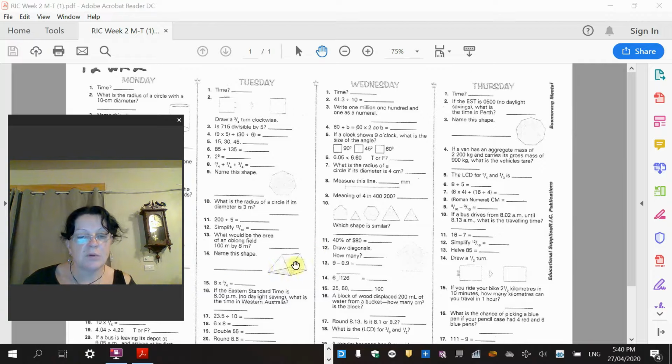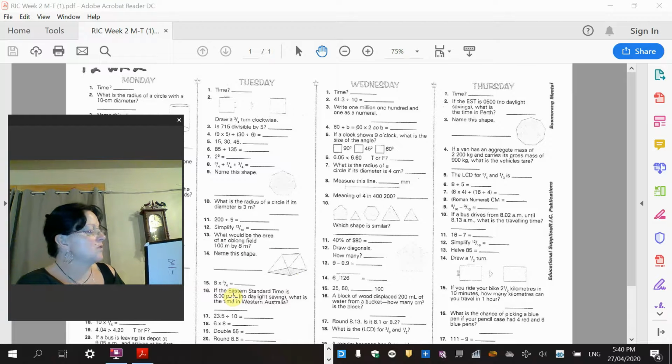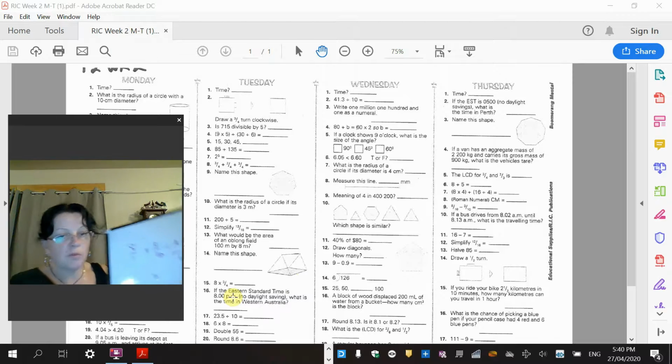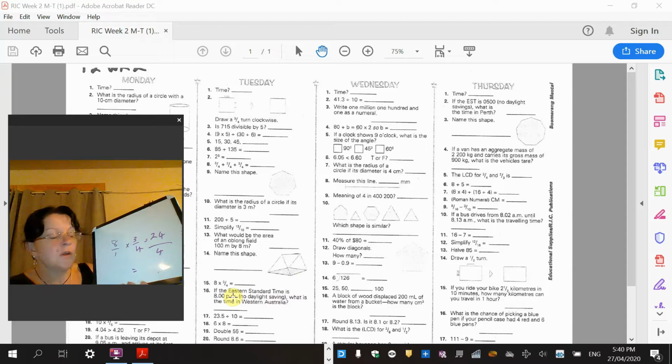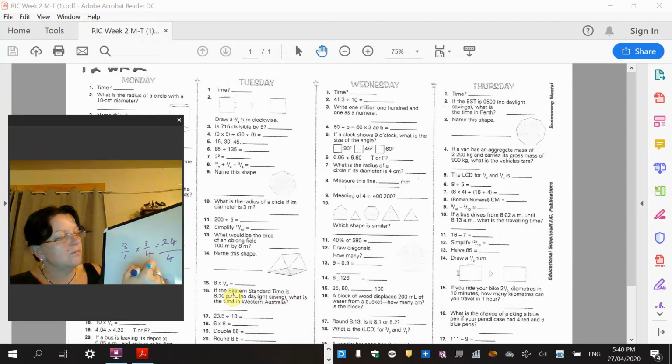Name this shape. And this, of course, is, I'll give you a minute to write it down, a triangular prism. And 8 times 3/4. So we pop 8 over 1 multiplied by 3/4. 8 times 3 is 24, and that's 1 times 4, so it's just 4. And that's an improper fraction because the big number's on the top. 4 goes into 24 3 times. So the answer is 3.